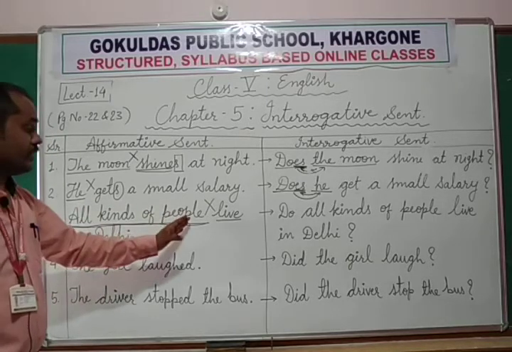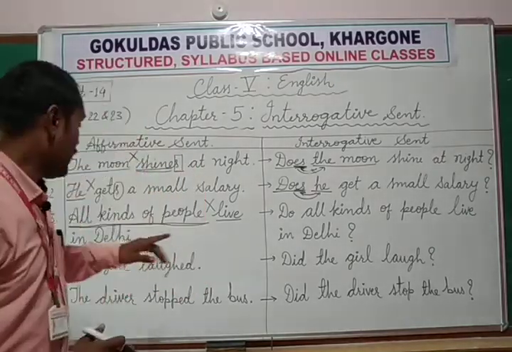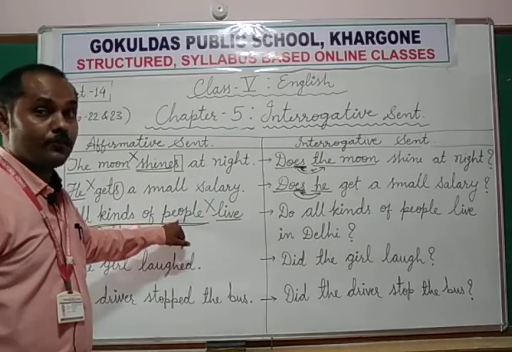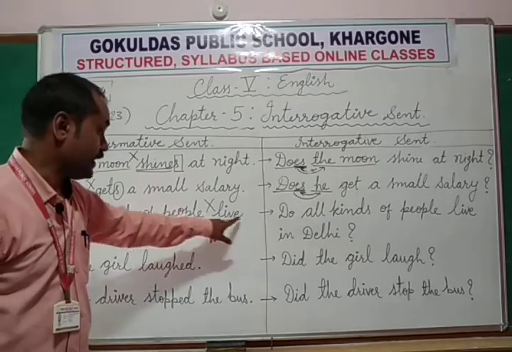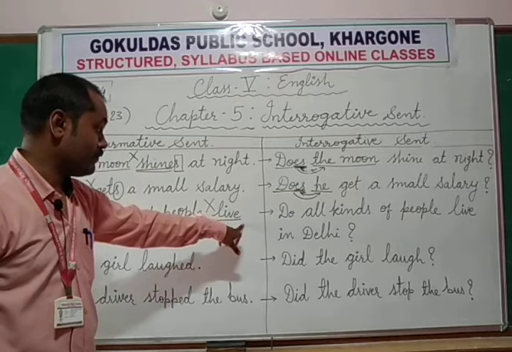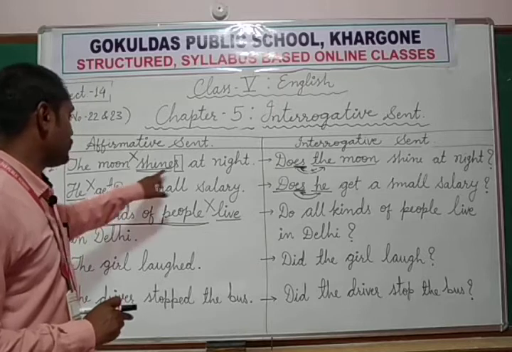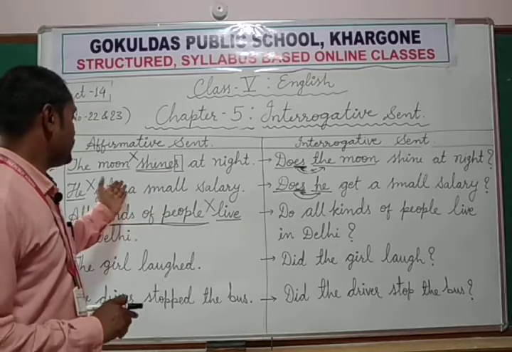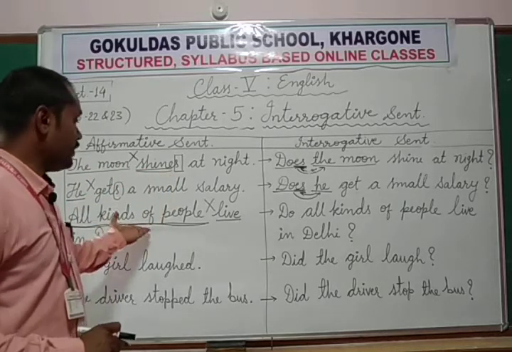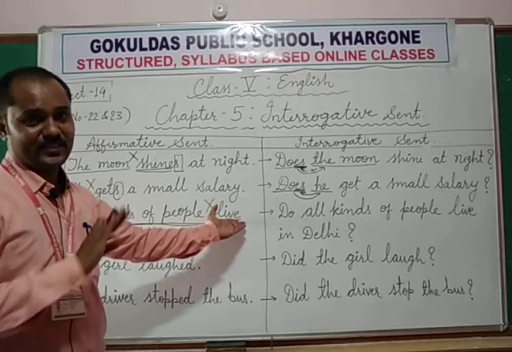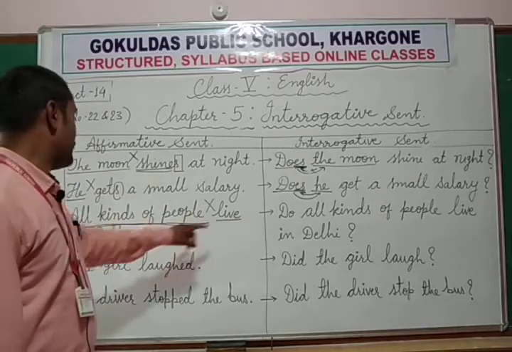All kinds of people, no helping verb is there, but we have to assume a helping verb. Now, all kinds of people, this is plural. So a plural subject has the helping verb do, and there is no s or es in the main verb with a plural subject. Here it was a singular subject, so we added s. Means when the subject is singular, the main verb takes s; when the subject is plural, the main verb has no s or es. Live only. All kinds of people live in Delhi.